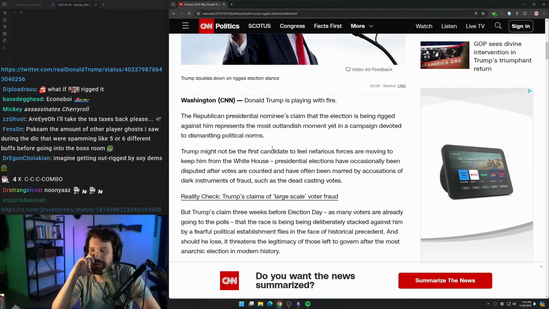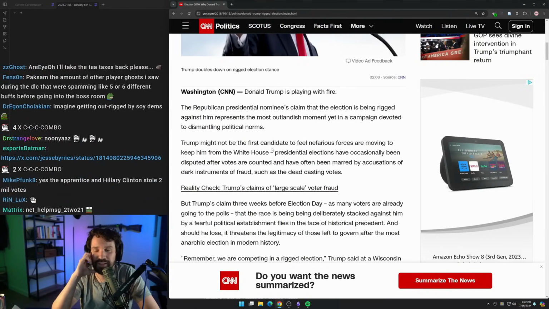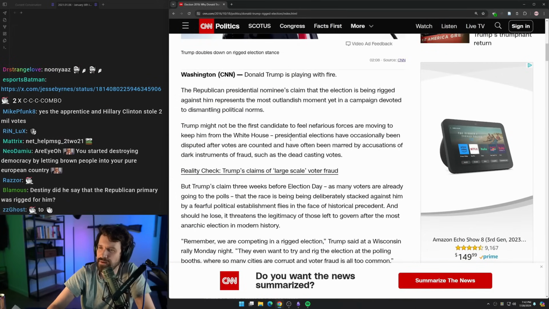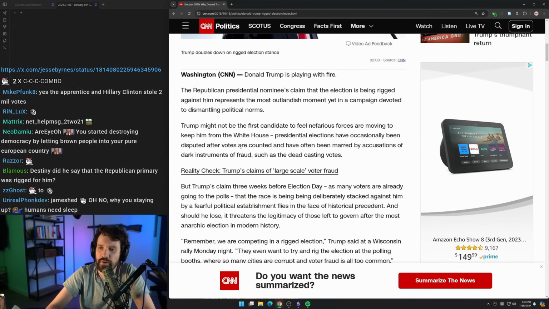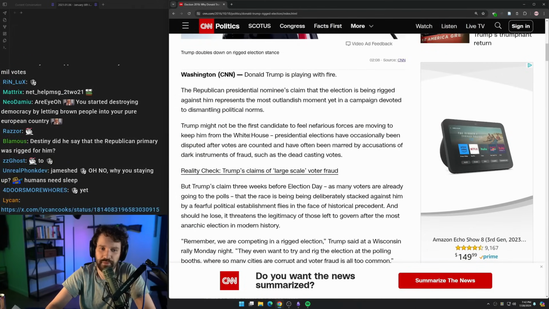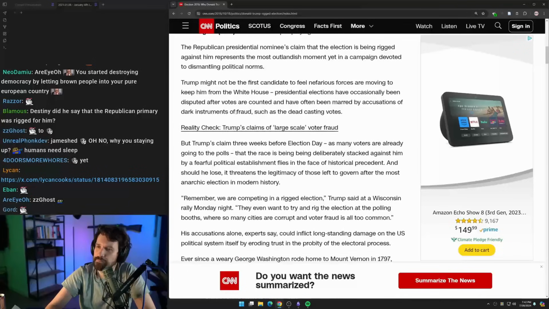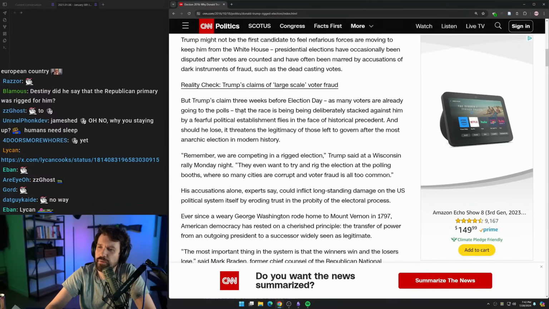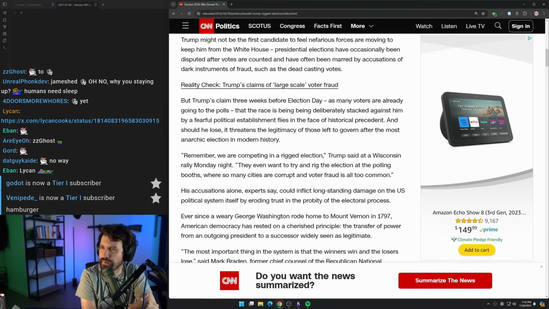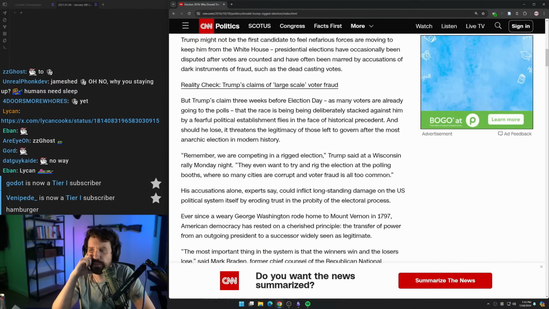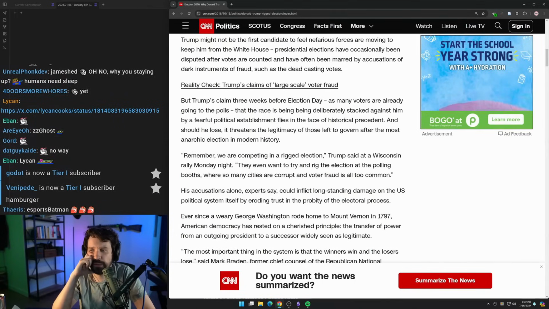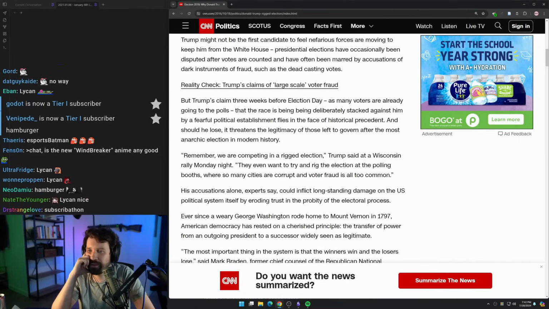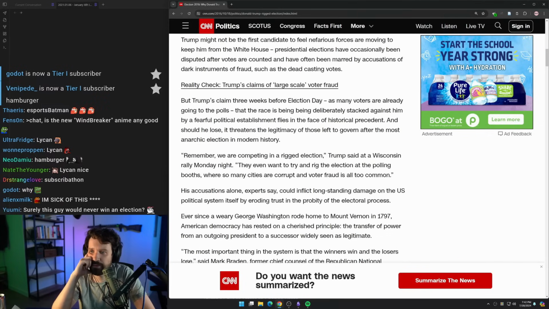Trump might not be the first candidate to feel nefarious forces are moving to keep him from the White House. Presidential elections have occasionally been disputed after votes are counted and have often been marred by accusations of dark instruments of fraud, such as the dead casting votes. But Trump's claim 3 weeks before Election Day, as many voters are already going to the polls, that the race is being deliberately stacked against him by a fearful political establishment flies in the face of historical precedent, and should he lose, it threatens the legitimacy of those left to govern after the most anarchic election in modern history.